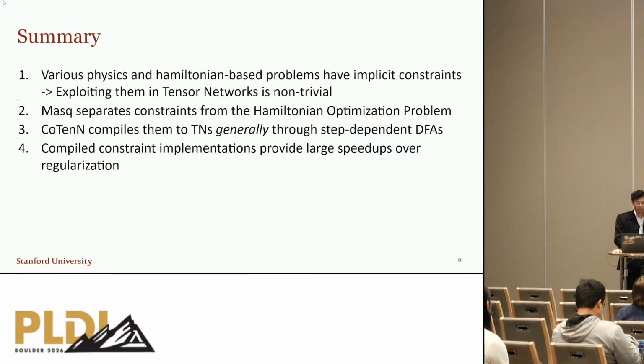Overall, we find that various physics benchmarks, especially those with Hamiltonian-based optimization problems, have these implicit constraints. Our work enables separating these constraints out from the optimization problem at hand. Then we can compile them completely separately to a tensor network, supporting these constraints, allowing us to generalize to various other forms of constraints that hadn't been implemented before. These compiled constraint implementations can also provide you large speedups over regularization in particular, which is the only other general way to handle these things.